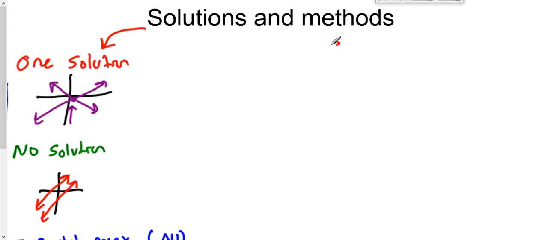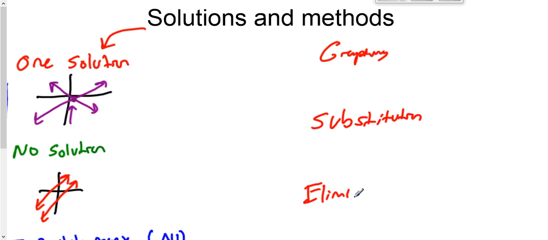Three methods: graphing, substitution, and elimination. This is what we're going to focus on, one method for the next couple of days. All three methods can be used at any time.